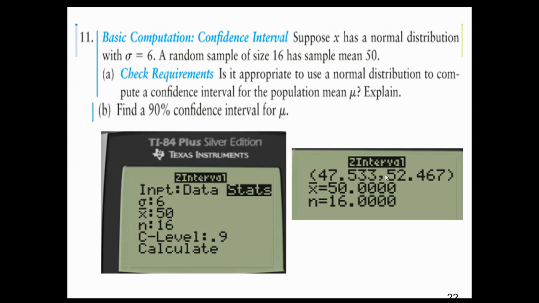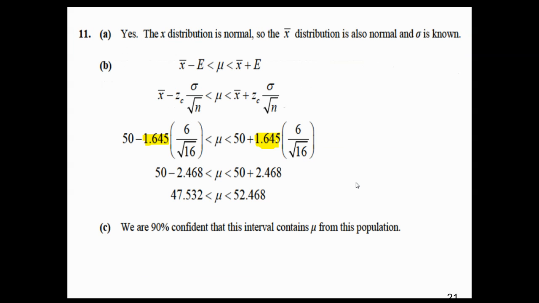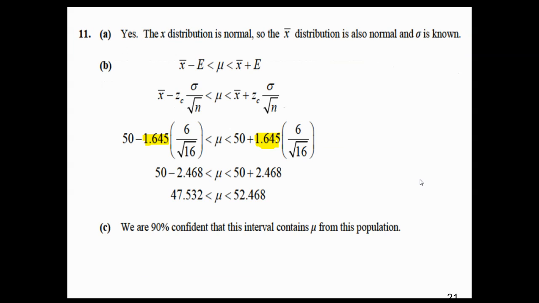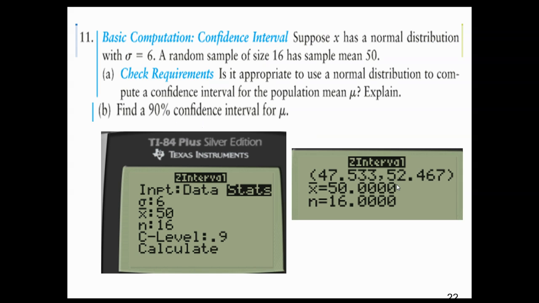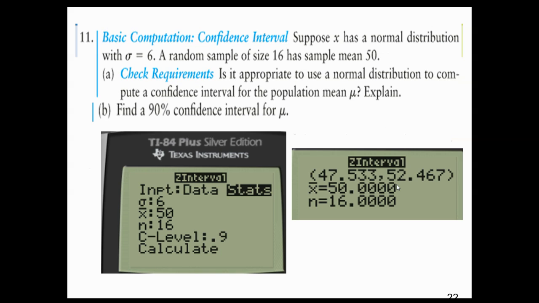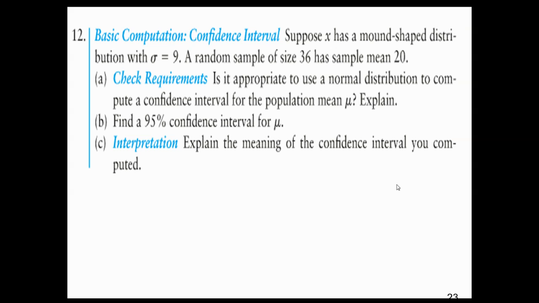I've got this set up to 3 decimal places, and it gives me my interval, 47.533. Well, I'm off by 1/10,000th. This is 52.467, and this is 52.468. So really, really close. All that being said, there was no real need to do it pencil and paper because your calculator bailed you out.